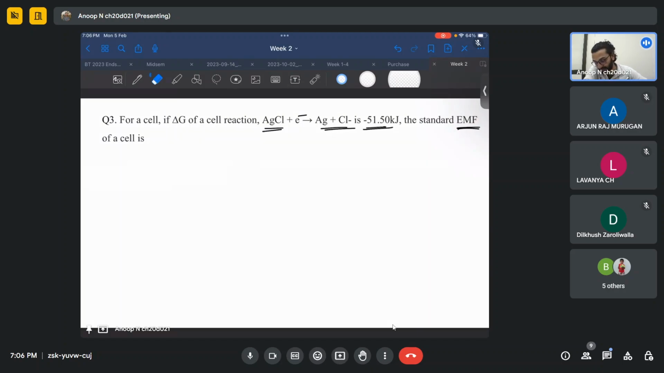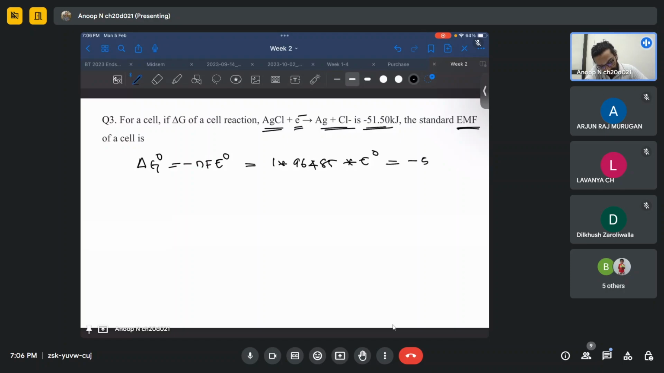I'll directly solve this problem. So what is the formula? Delta G0 at standard state, delta G0 equal to minus nFE0. How many electrons are involved? One electron. So 1 into 96485 into E0, which is equal to minus 51.50 into 10 raised to 3 joules. Minus nFE, minus positive. So E0 will be equal to 0.53 volt.